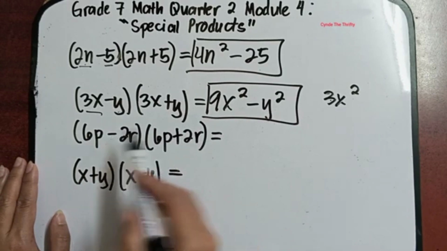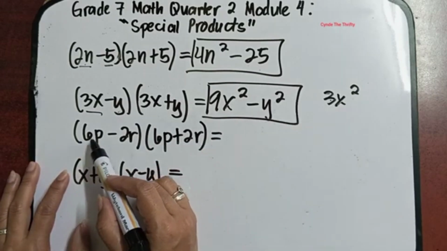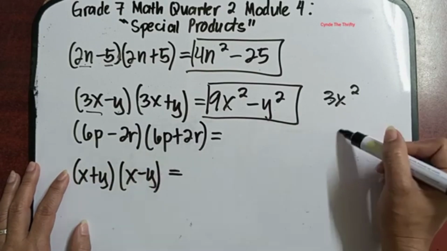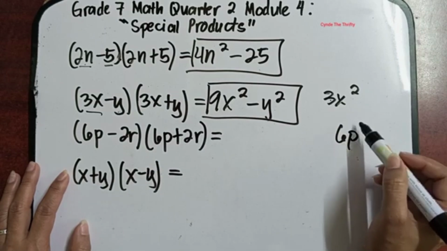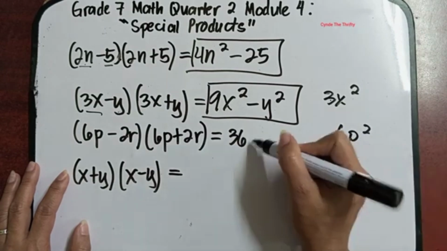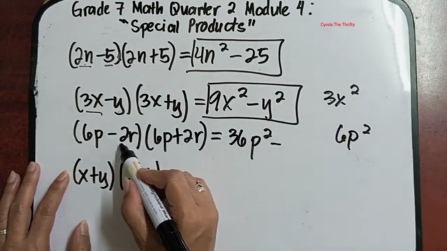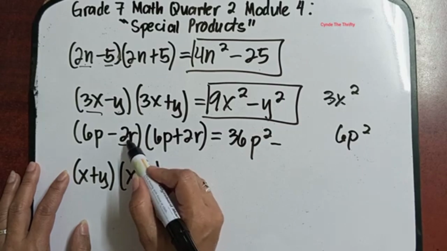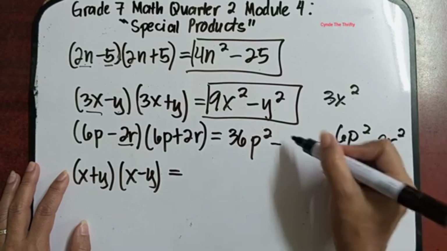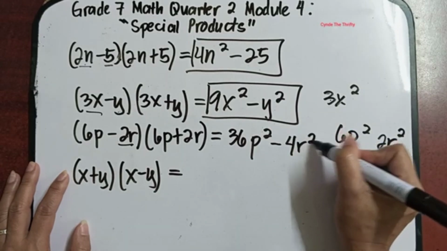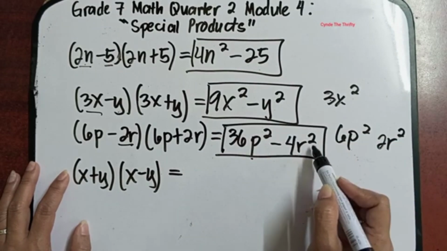So, same lang, difference and sum ng ating two terms. So, a squared natin, ang first term, a squared natin. So, 6p squared. Ibig sabihin si 6 is square natin siya. 6 times 6 is equal to 36. And then p squared. So, 36p squared. Pagkatapos subtract, isubtract natin ang square ng second term. Ang second term natin is 2r. So, 2r squared, meaning 2 squared is 4. And then r squared. Okay. So, ito na yung sagot natin. 36p squared minus 4r squared.